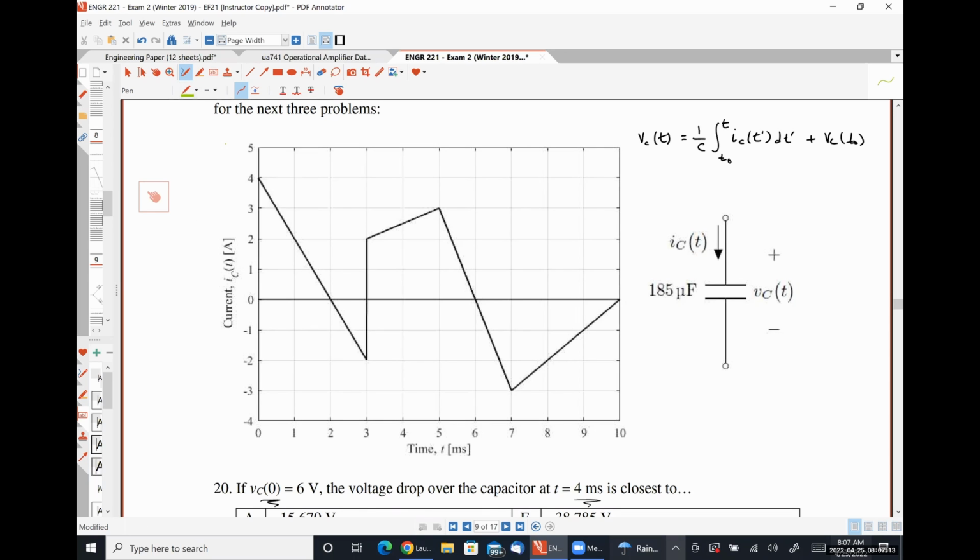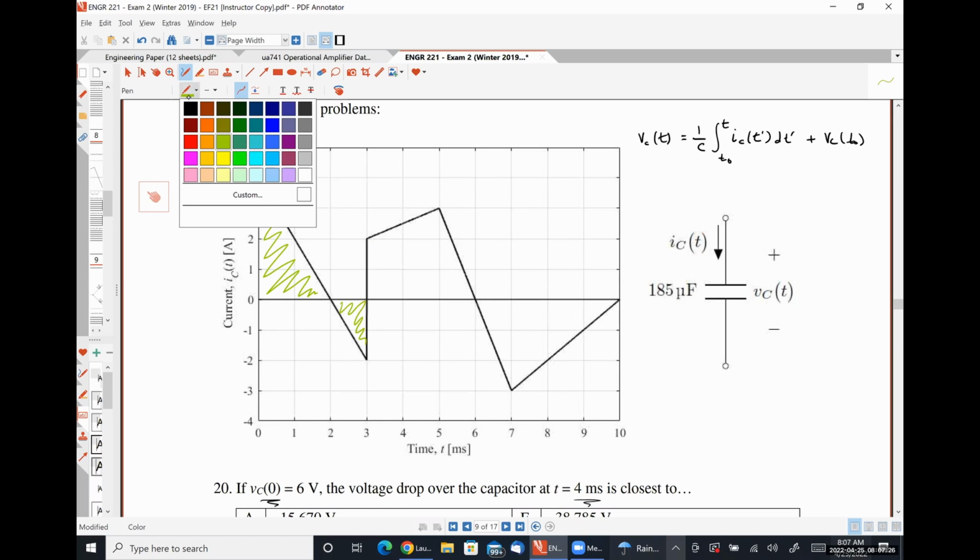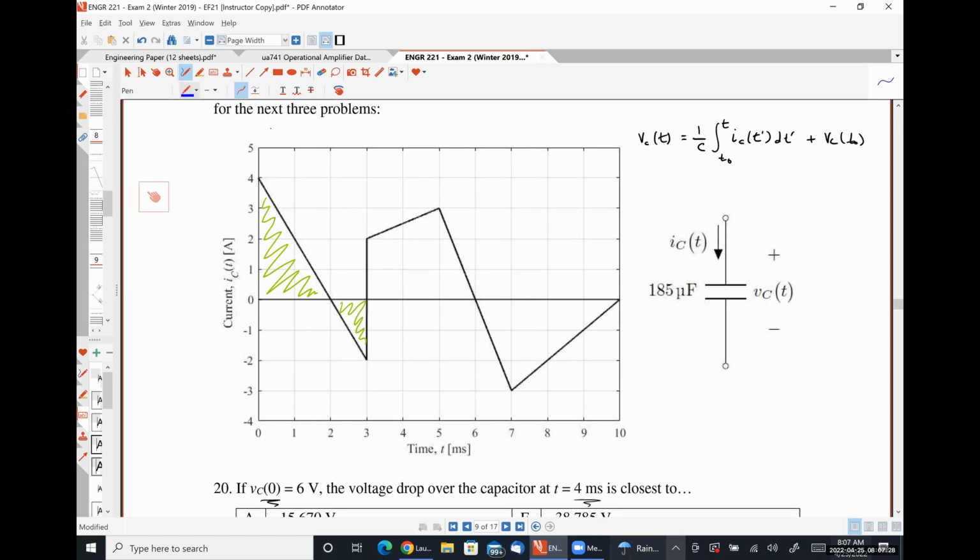So effectively, that means we need the area of this triangle minus the area of this triangle. And then, actually, let me do it. Plus the area of this rectangle, plus the area of that triangle, all added together. We divide it by C, and then we add 6 volts to it.